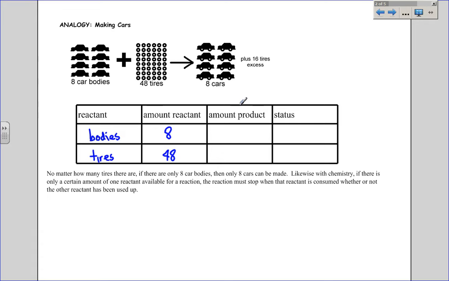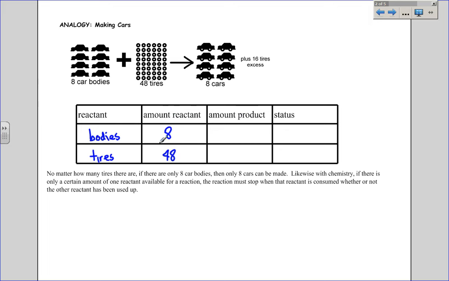Now, this is the important column because we don't look at the amount of reactant that we have and decide which one is the limiting reactant. By definition, the limiting reactant is not the one in the smallest quantity, but it is the one that makes the smallest amount of product. So we need to take it one step further and figure out how much product we can make based on the reactant that we have.